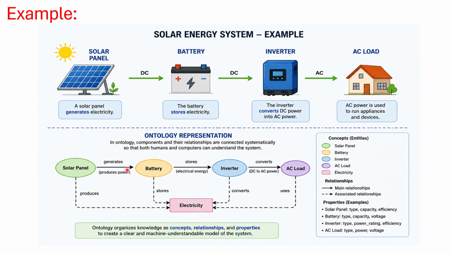So this is the ontology representation of the solar energy system. We have solar panel, battery, inverter and AC load. The electricity is circulated through the various components of this system. So this gives a complete picture of the main components and the relationships between each and every component.